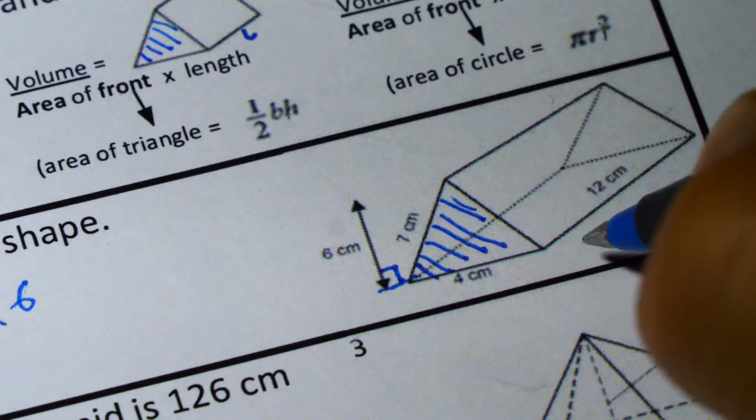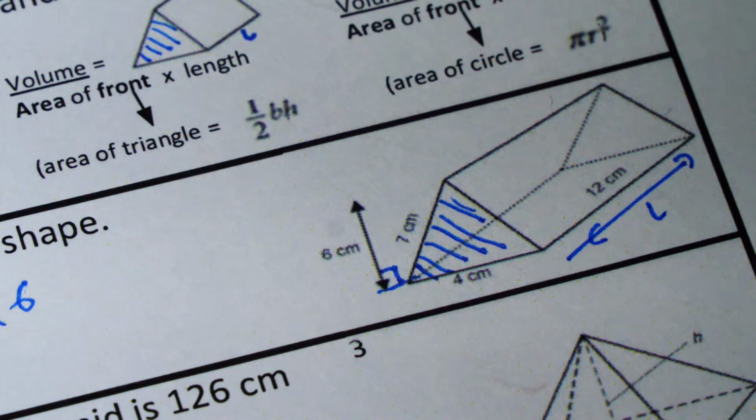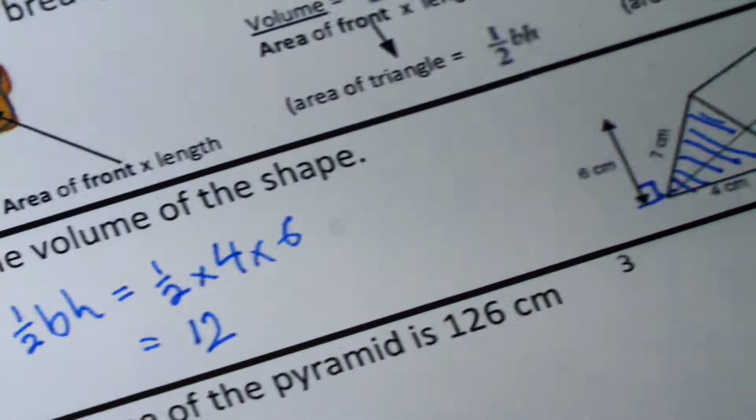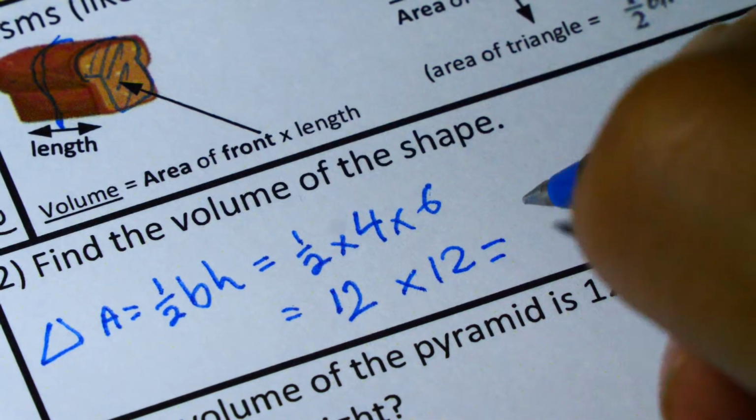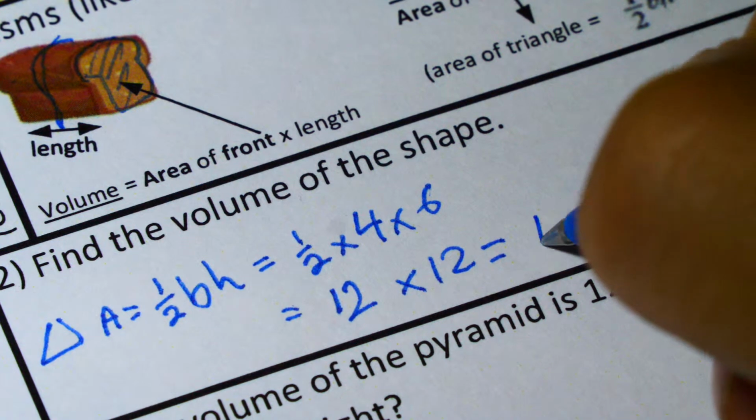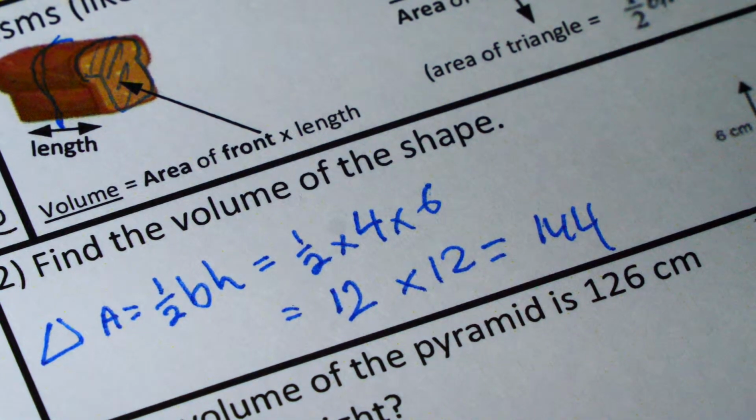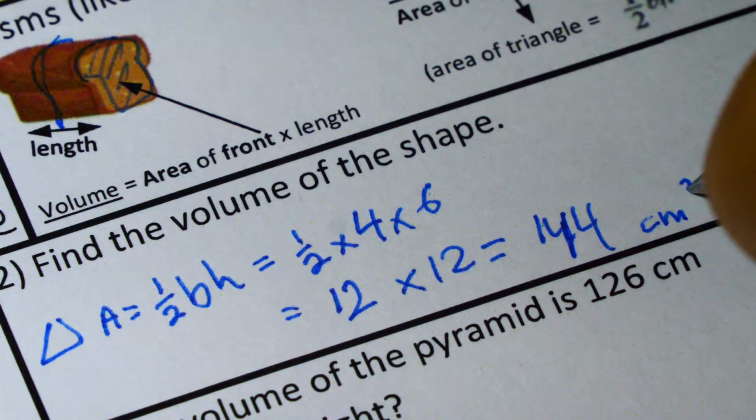Now we have to times it by the length, times by 12. That equals 144. Units, centimeters cubed.